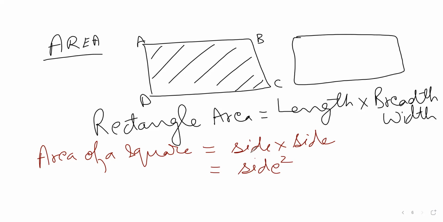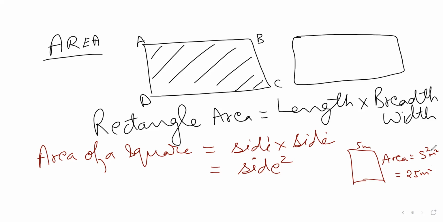Wait, so this is side into side, we can write side square. Why? Because side has power 1, side has power 1, and side square. So if you have to find the area of a square, imagine this is a square of side 5 meter, then area will be 5 square meter, so it will be 25 square meters.